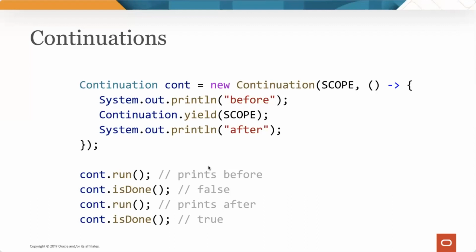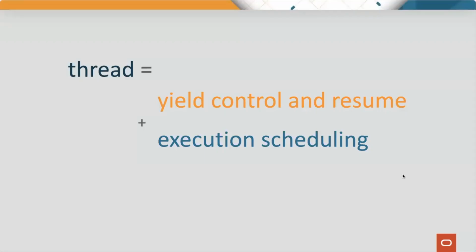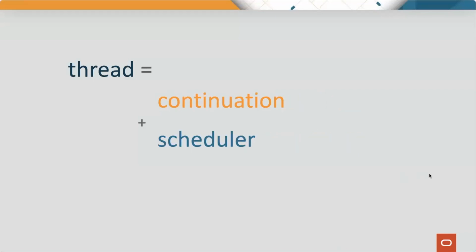Okay, so that's a continuation. But what is a thread? What is a thread made of, rather? So a thread needs two capabilities. It needs a capability to suspend and resume a computation, any kind of thread, even in the OS. And it needs a mechanism that decides when to assign those computations to execution cores. And those two components are a continuation and a scheduler.